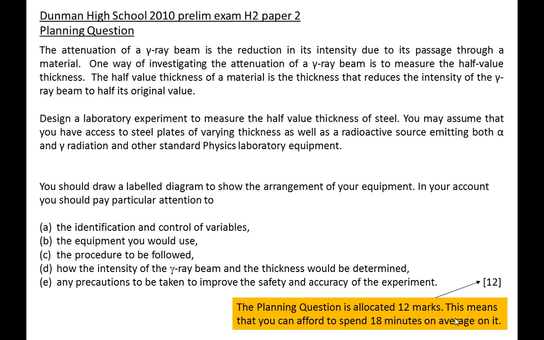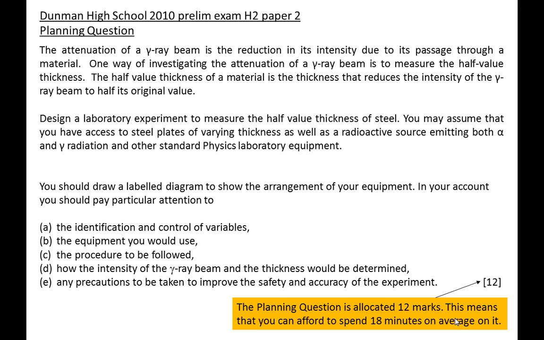Right, first of all, let's look at the question. This question deals with the attenuation of a gamma ray beam through material. It's like looking at sunlight through tinted glass. The thicker the tinted glass, the dimmer will be the light passing through. That's called attenuation.